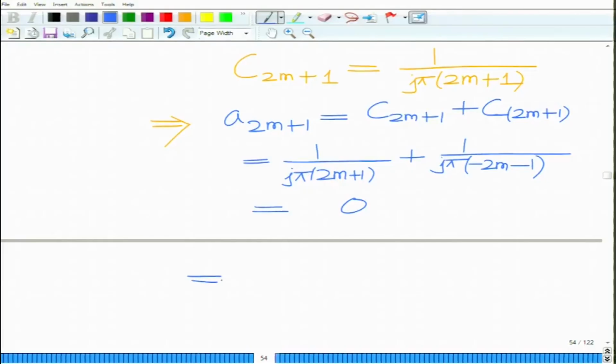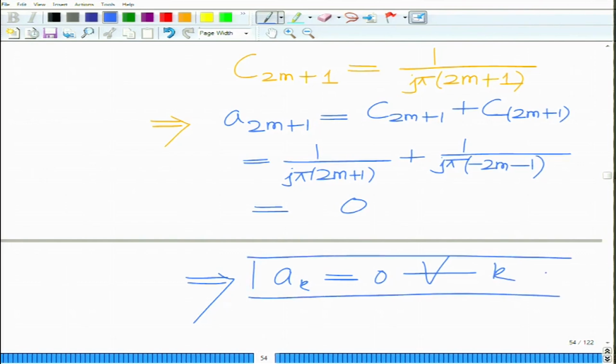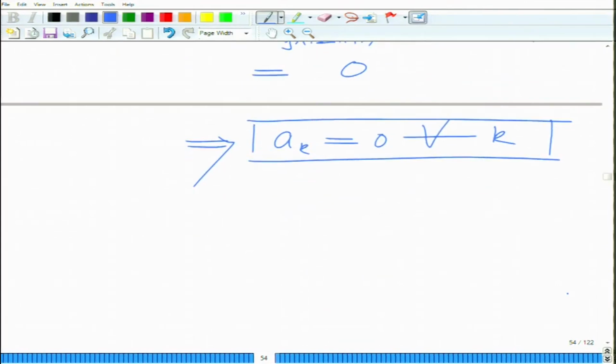Okay. So, this basically implies a k is 0 for k either even or odd, which implies a k equals 0 for all k. Okay. So, the coefficient of cosine k omega naught t is 0 for all k.